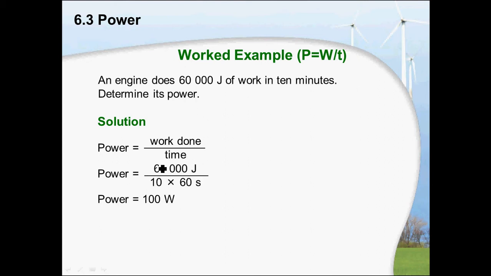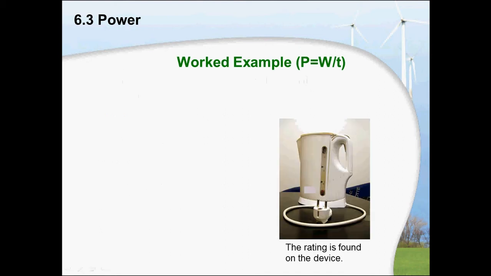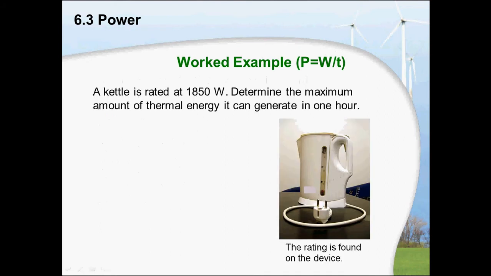So your work done is 60,000 joules. Your time converted to seconds is 600 seconds. So you get a power of 100 watts. Okay. So next question. A kettle is rated at 1850 watts. Determine the maximum amount of thermal energy it can generate in 1 hour.